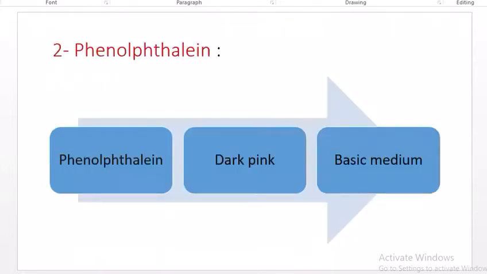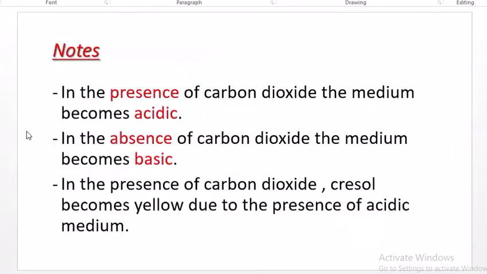Now, phenolphthalein. Phenolphthalein, its color is dark pink in basic medium. Now, note that in the presence of carbon dioxide, the medium is acidic, while in the absence of carbon dioxide, the medium becomes basic. This note, we will see it in the exercises.